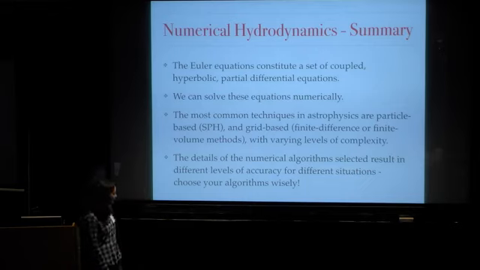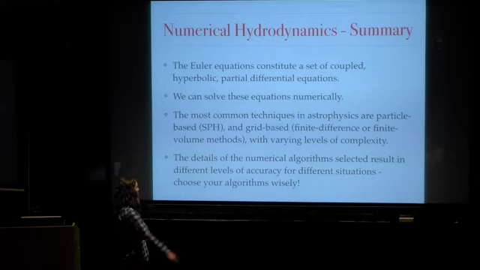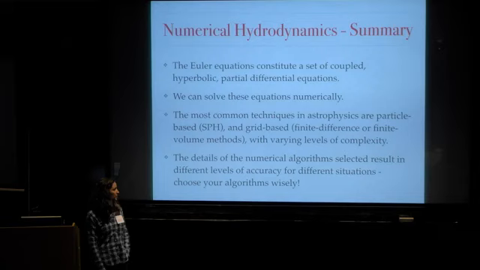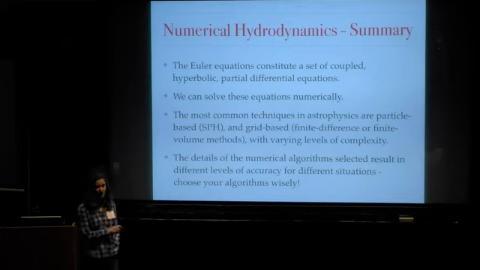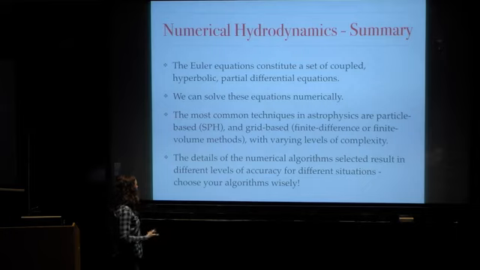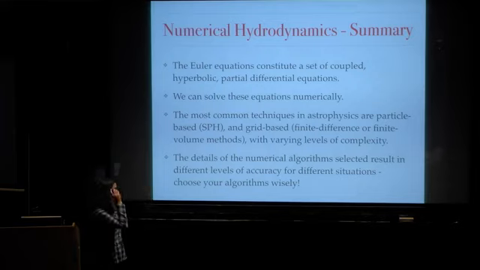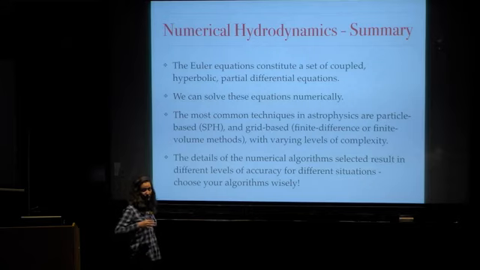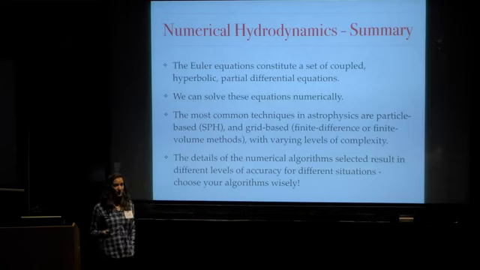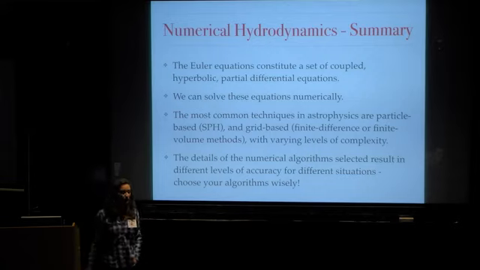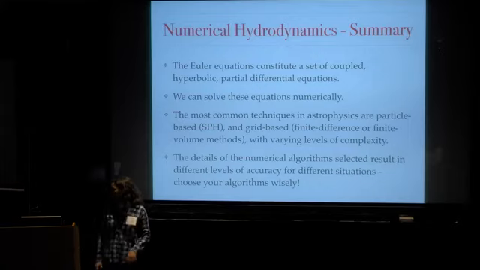There's a couple of common techniques that we use in astrophysics to do this, primarily particle-based techniques, including SPH, and grid-based techniques, so finite difference and finite volume. And you can vary the levels of complexity for all of these techniques. Essentially, what this all boils down to is that the details of the numerical algorithms that you choose are going to determine things about the solution that you get. Different levels of accuracy are going to be required for different solutions, so you should think carefully about which algorithms you choose before you actually solve your problem. Some algorithms are going to be better suited to some problems than others.